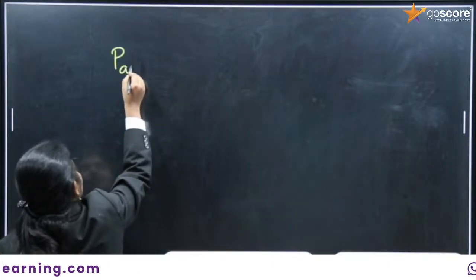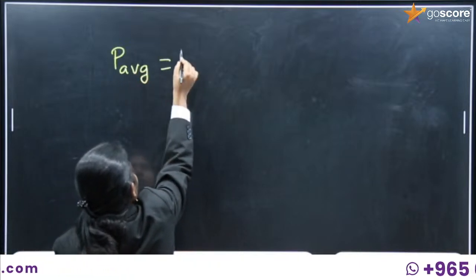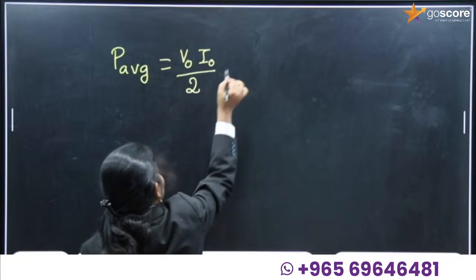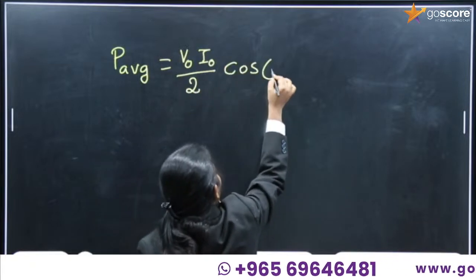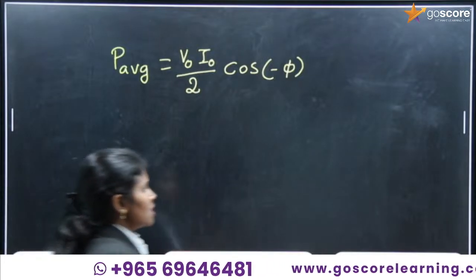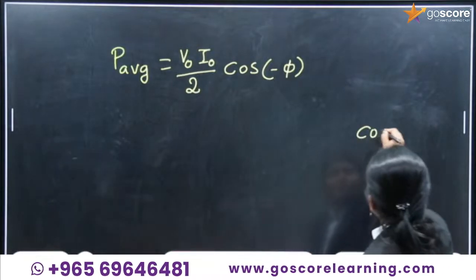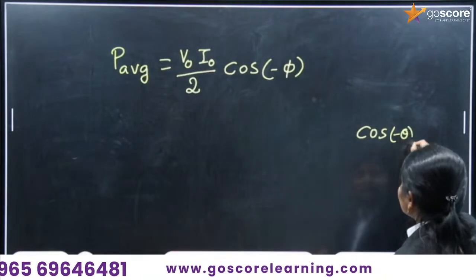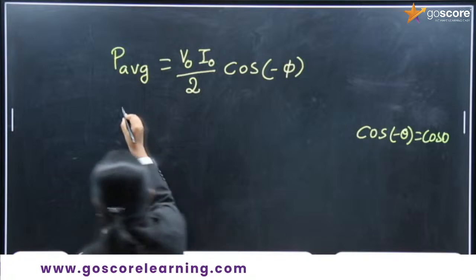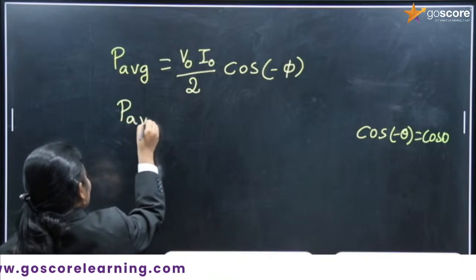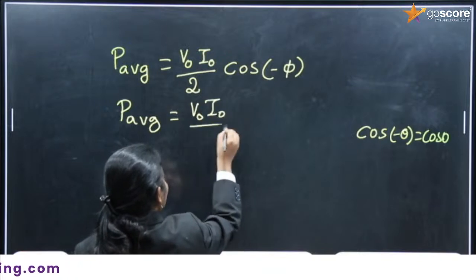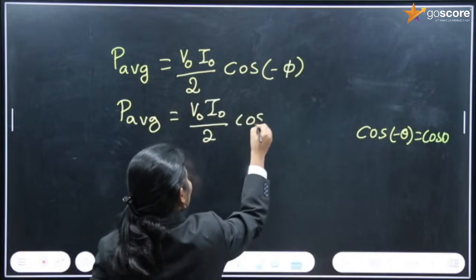Then the final equation is P average is equal to V naught I naught by 2 cos minus phi. But here we know that cos of minus theta is equal to cos theta. Therefore, P average is equal to V naught I naught by 2 cos phi.